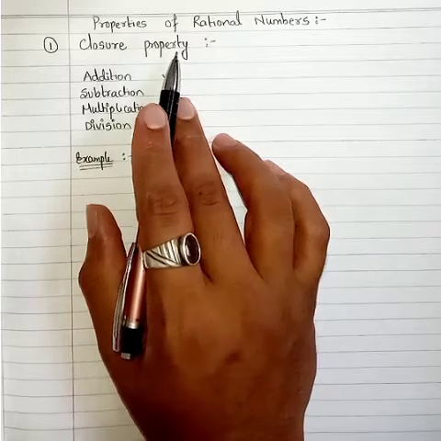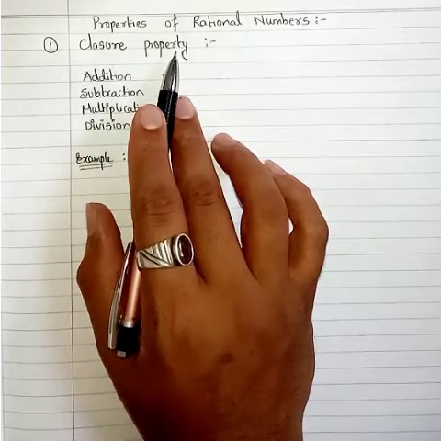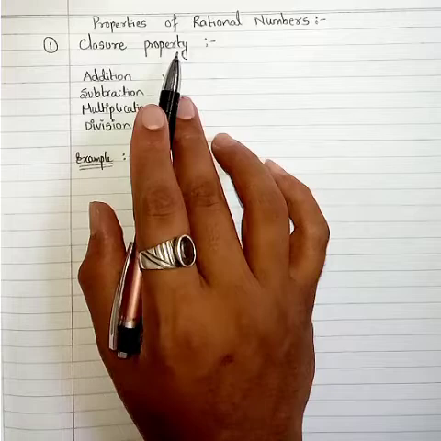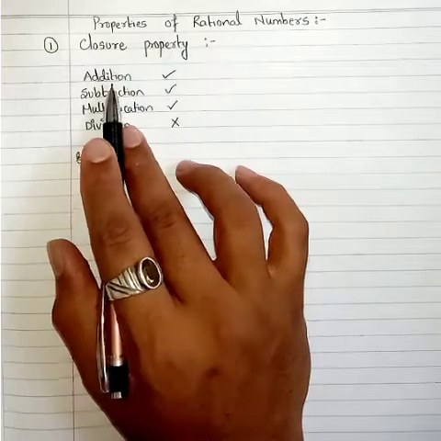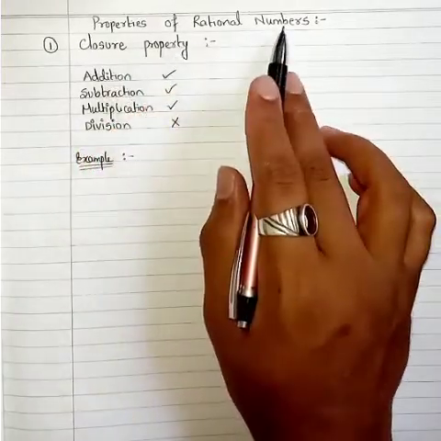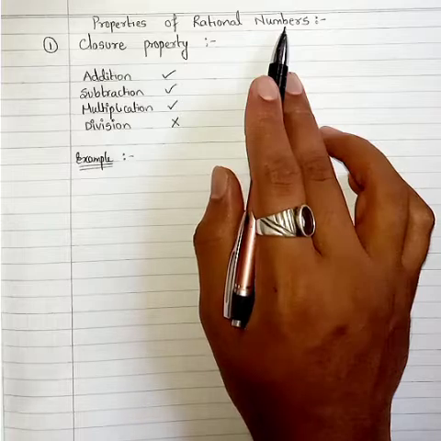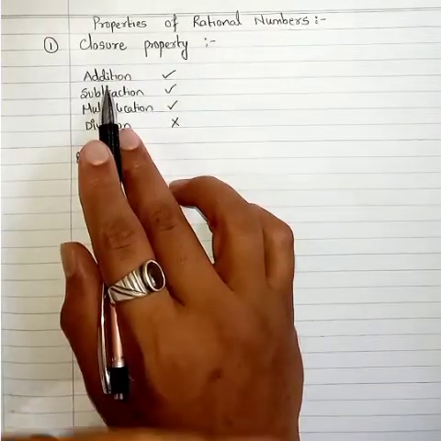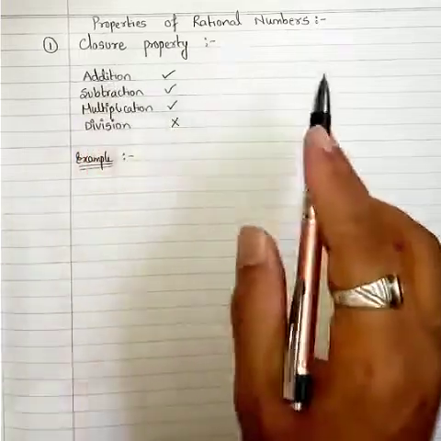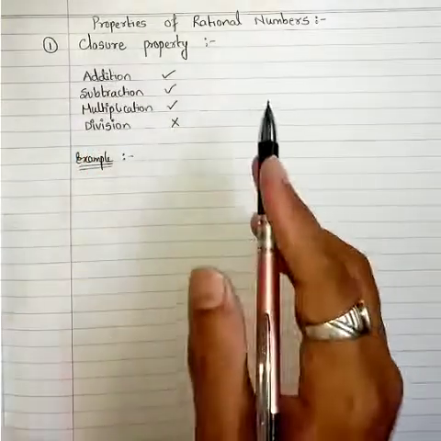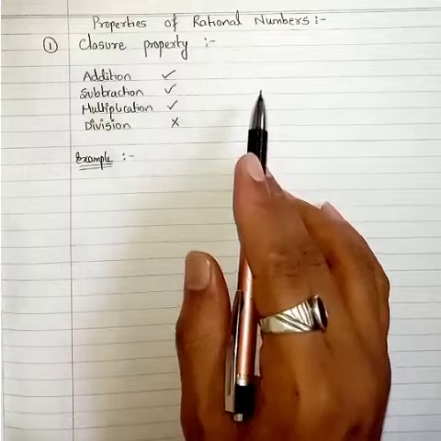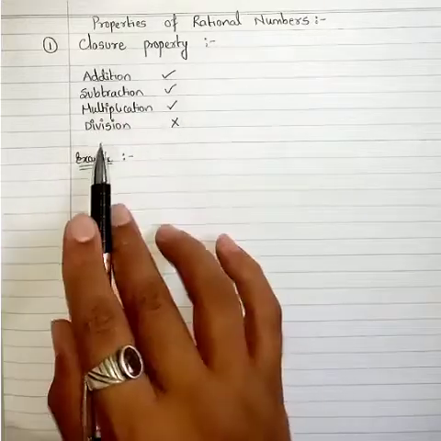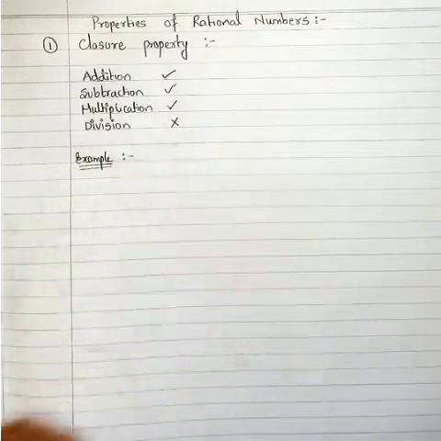Closure property is we will take any two numbers and we will check on addition whether the two numbers are rational numbers or not. That means we will take two rational numbers, apply addition, and find out whether the result is still a rational number or not. The same procedure we will apply for subtraction, for multiplication and for division, right?